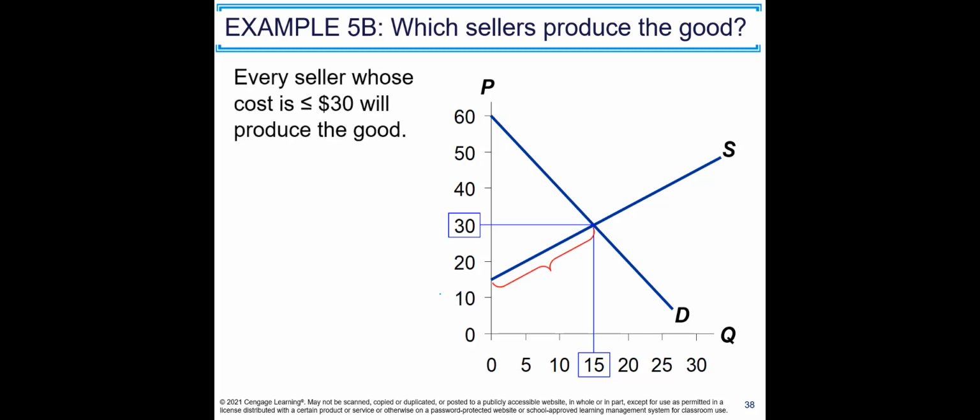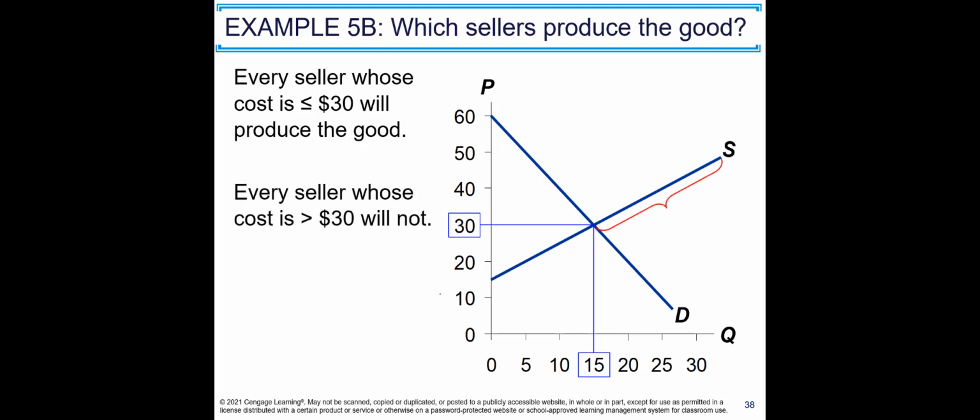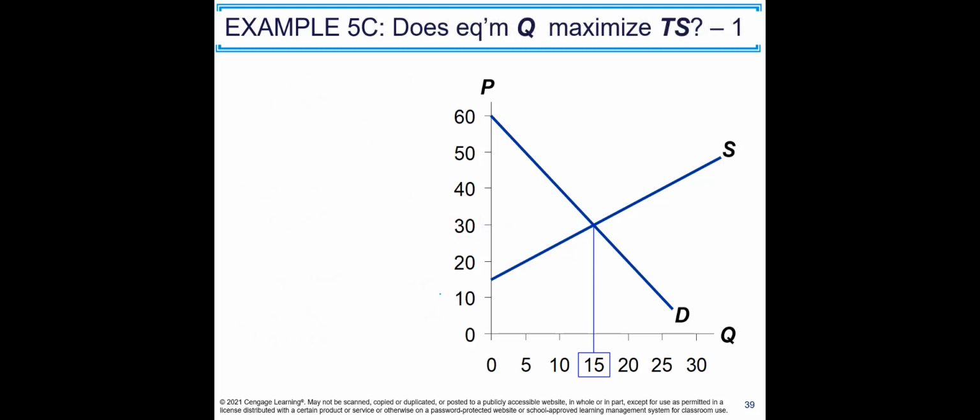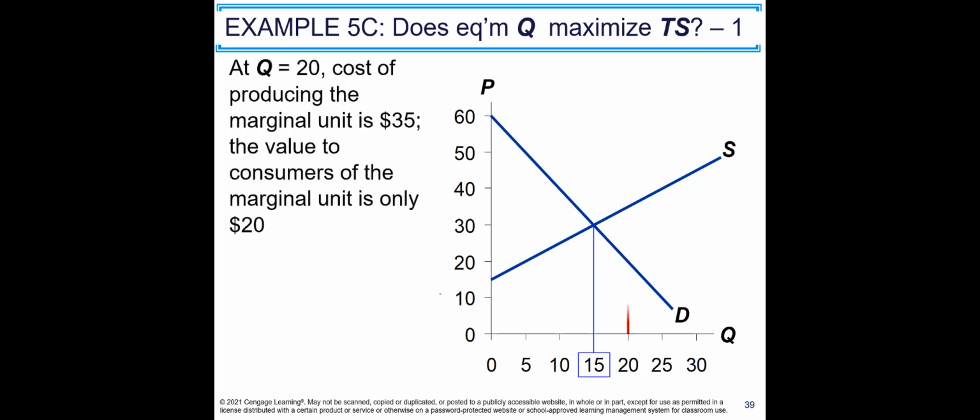Now let's look at it from the seller's perspective. Which sellers produce the good? Every seller whose cost is less than or equal to $30 will produce the good. Every seller whose cost is greater than $30 will not. Again, the sellers with the lowest cost produce the good. And now the next question is, does the equilibrium quantity maximize total surplus?